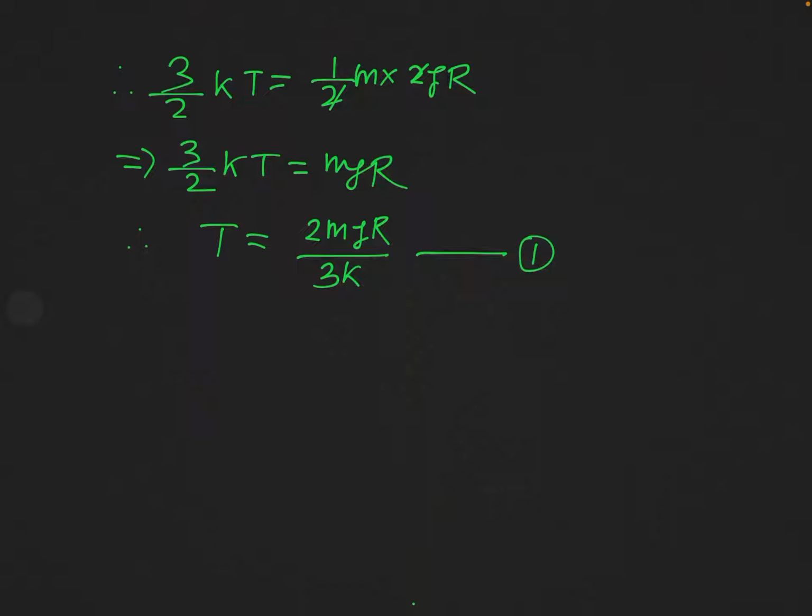Since in our problem there are two gases, we will solve the problem for the two gases separately. First of all, we have to calculate the temperature needed for escaping of the molecule of hydrogen gas. So you can write for H2 molecules.